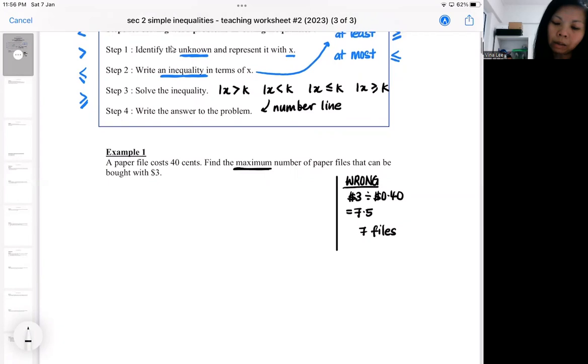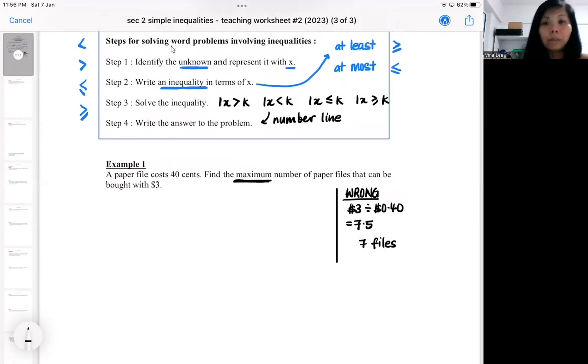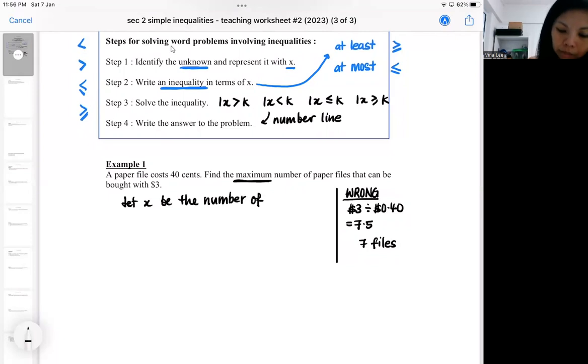What is the unknown? You're going to represent it by X. The unknown is the number of paper files, not the maximum. So you let X be the number of paper files, not the maximum. Later on, I find the maximum X from my number line. But do not say that X is the maximum number of files. We'll just say X is the generic number of files.